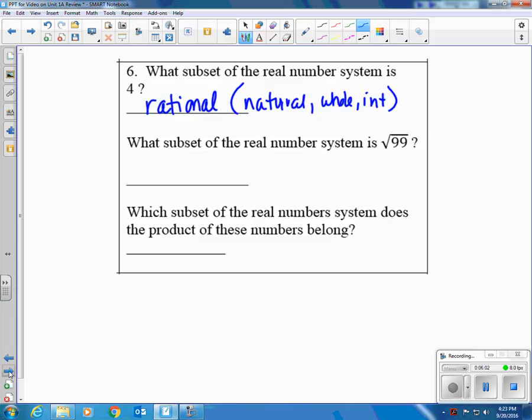Okay, so the second part of this says, what subset of the real number system is the square root of 99? Well, automatically I can see that this is not a perfect square. That automatically makes this irrational. So this is an irrational number.